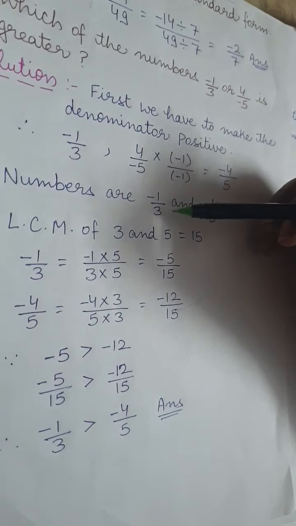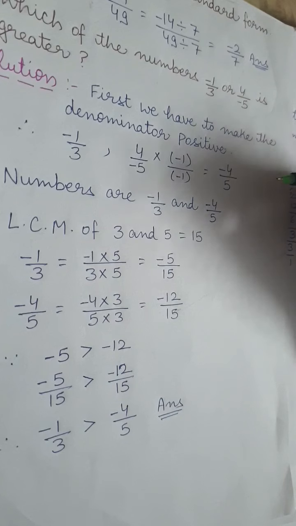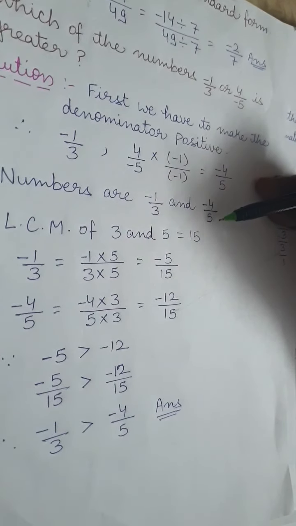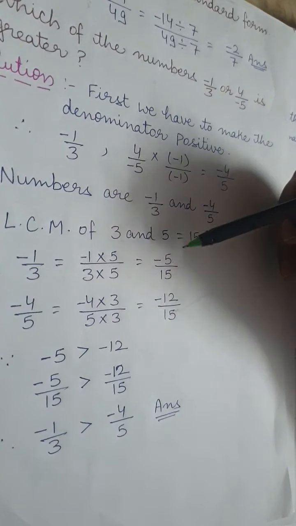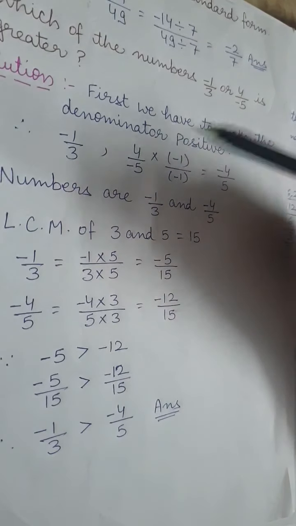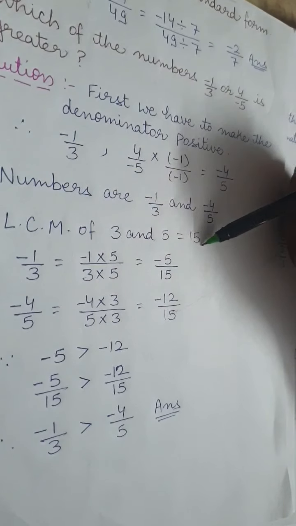What will be the next step? We have to take the LCM of 3 and 5. We all know very well that the LCM of 3 and 5 is 15. Fine. Now we have to make both the denominators 15.